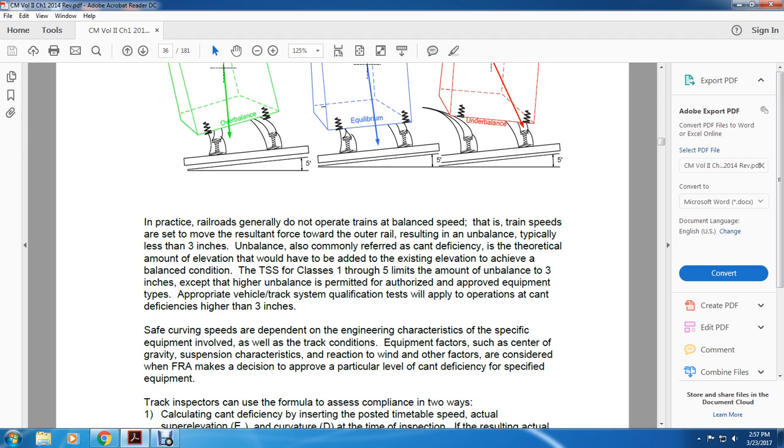The practice of railroads generally is not to operate at the balance speed, but train speeds are set with the resultant force toward the outside rail, resulting in unbalance. Typically less than 3 inches of unbalance, commonly referred to as cant deficiency. Theoretically, that amount of elevation would have to be added to the existing elevation to achieve the balance condition.